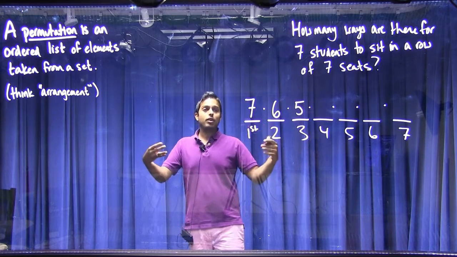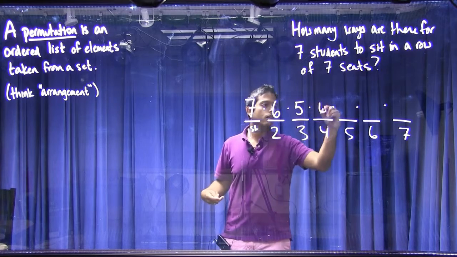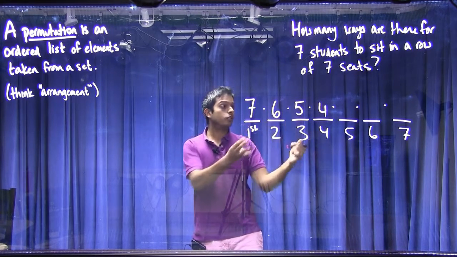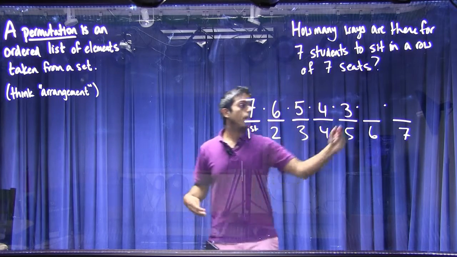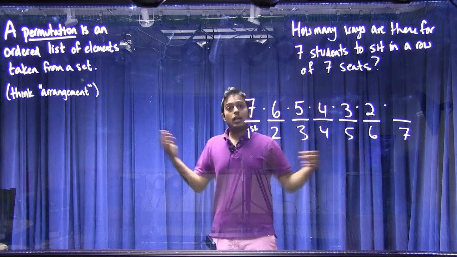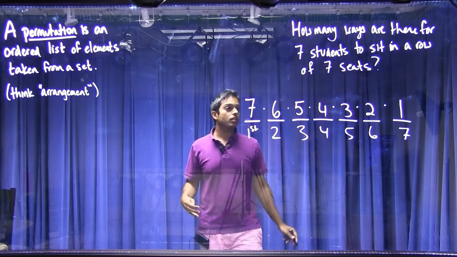And you can see that this pattern will continue. We then have the 4th seat and only 4 students remaining. We have the 5th seat, and because 4 students are already seated, only 3 students could possibly sit there. The 6th seat, there's only 2 options for who could sit there. And at the very end, there's only 1 seat left and 1 student left. So that student has to sit in that last seat.